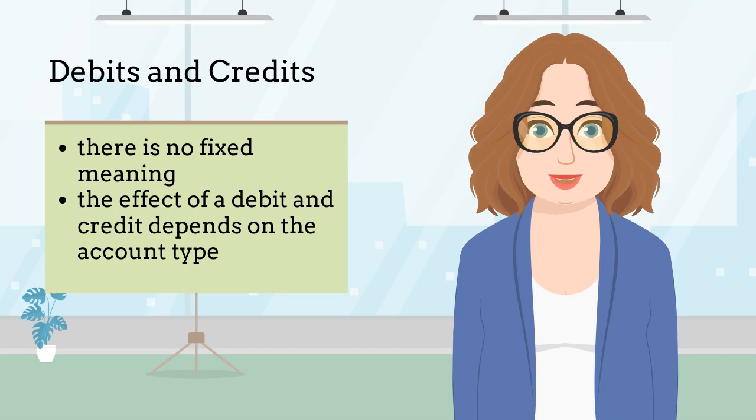It's important to note that debits and credits do not have a fixed meaning. The effect of a debit or credit on an account depends on the type of account. For example, a debit to a cash account increases the balance, while a credit to a cash account decreases the balance. On the other hand, a debit to a liability account decreases the balance, while a credit to a liability account increases the balance.